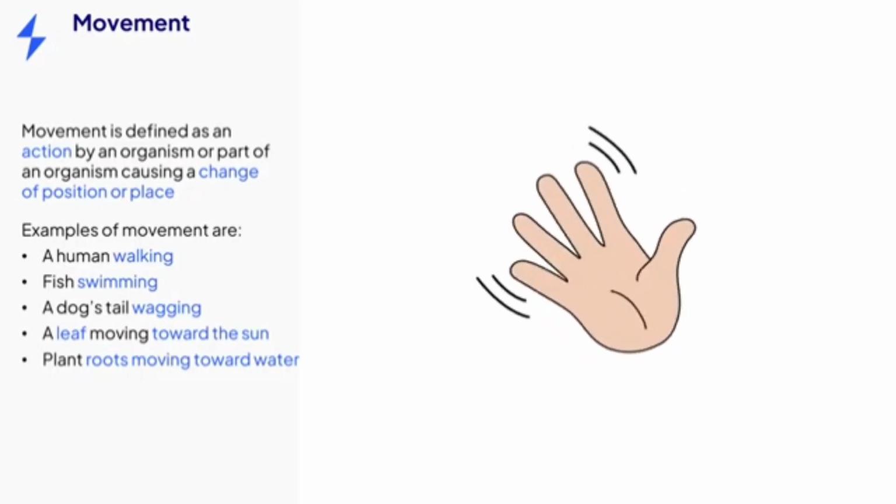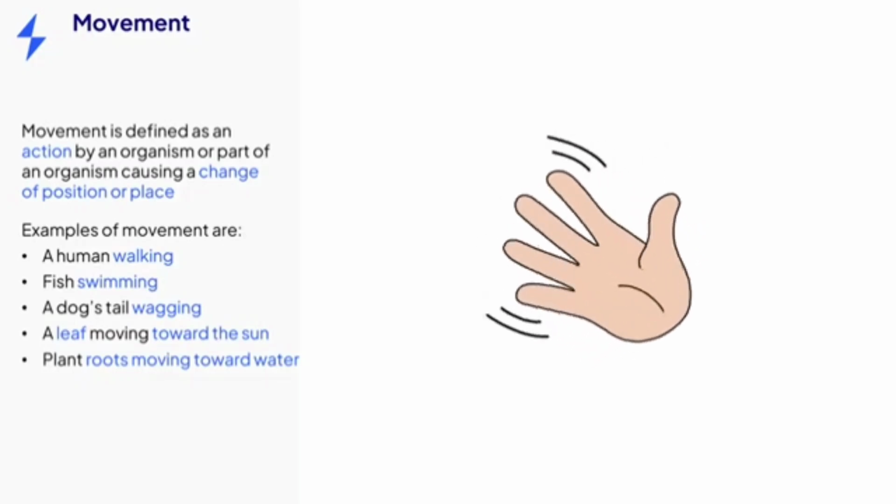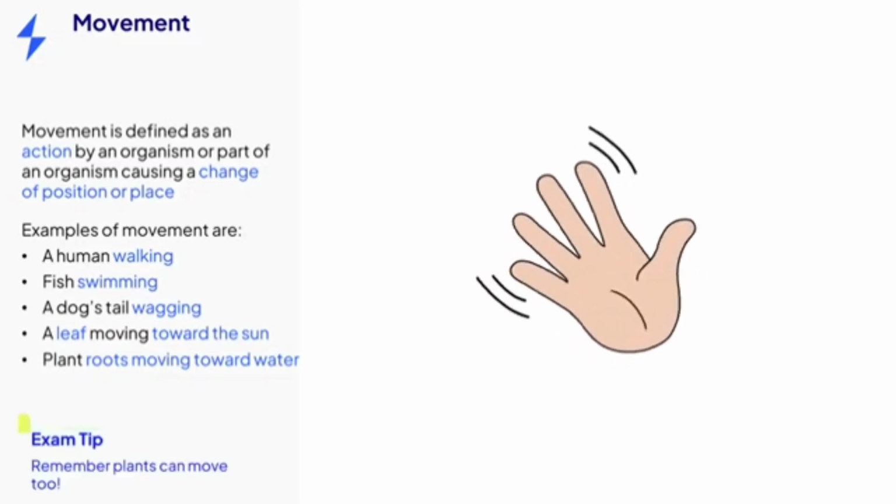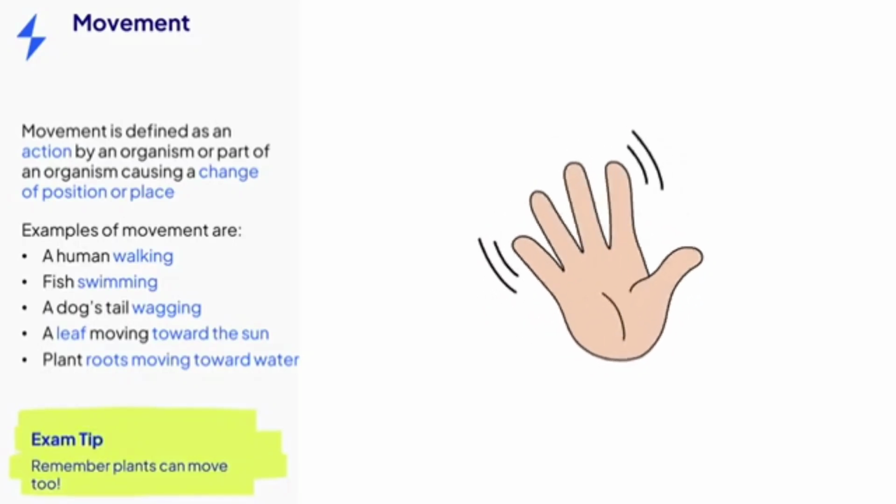Some plant examples are a leaf positioning itself towards sunlight, or roots moving toward a water source. Do remember that plants can move too, as these are often overlooked.